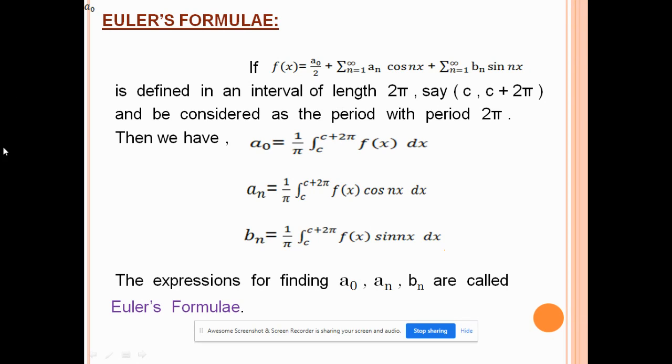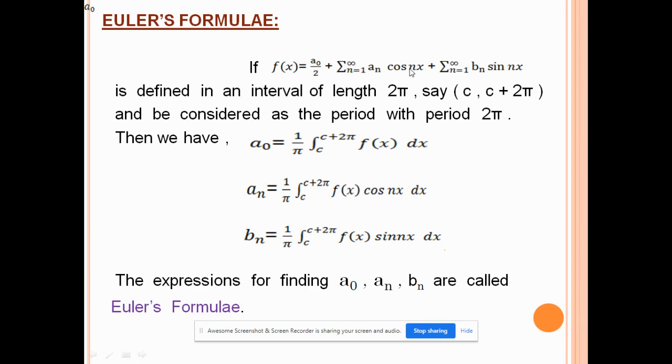Means when we define this f of x in the interval of length 2 pi, say c to c plus 2 pi, and it is considered as periodic with period 2 pi, then we get the constants: a naught is equal to 1 by pi integration from c to c plus 2 pi f of x dx, and an is equal to 1 by pi integration from c to c plus 2 pi f of x cos nx dx, and bn is equal to 1 by pi integration from c to c plus 2 pi f of x sin nx dx. The expressions for finding a naught, an, bn are called Euler's formulae.